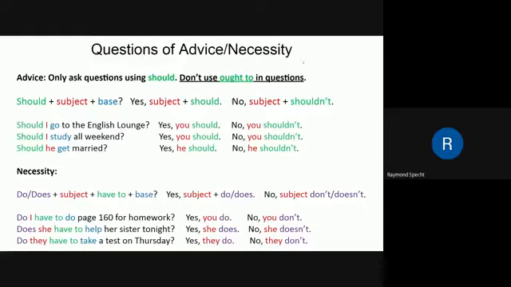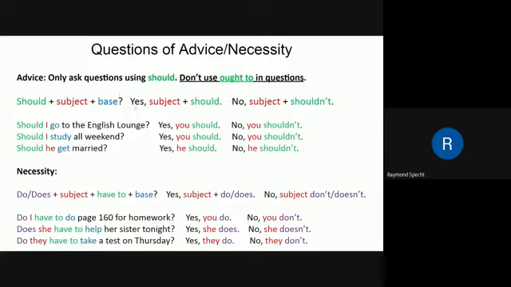All right, let's go over our slide here. Questions of advice and necessity. Advice: only ask questions using should. Don't use ought to in questions. Okay, and again, let's start with our formulas here. How do we formulate a question? All right. Should plus subject plus base verb. This is how you make the question.